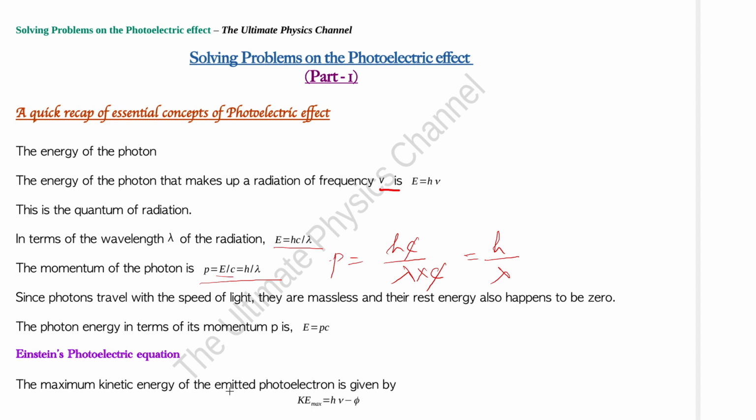Since photons travel with the speed of light, they are massless and their rest energy also happens to be zero. The photon energy in terms of its momentum can therefore be written based on this as E is equal to Pc.